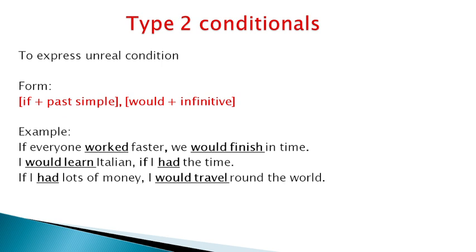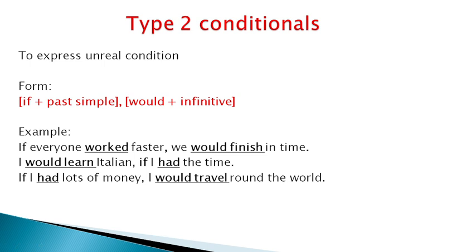Type 2 conditionals express unreal conditions. Real is present, unreal is past, so you can look at it. What is the structure for type 2 conditionals? Simple past tense in the if clause and would plus the infinitive or base form of the verb in the main clause. Look at examples. If everyone worked faster, we would finish in time. Past tense in the if clause and would plus base form of the verb in the main clause. So this is what you have to use for type 2 conditionals.